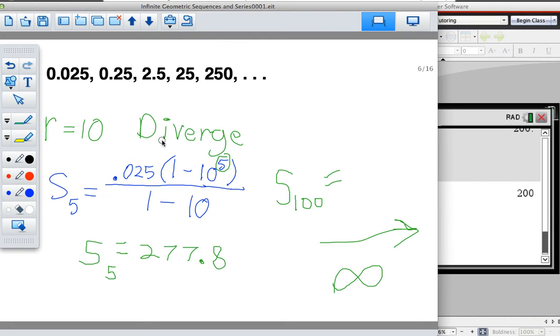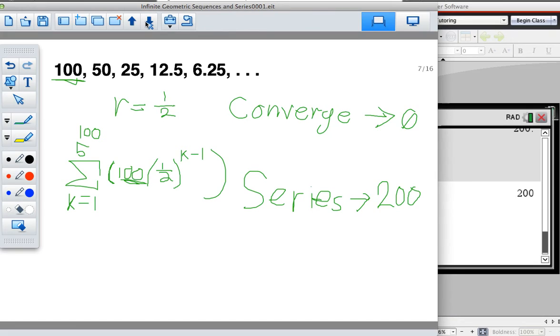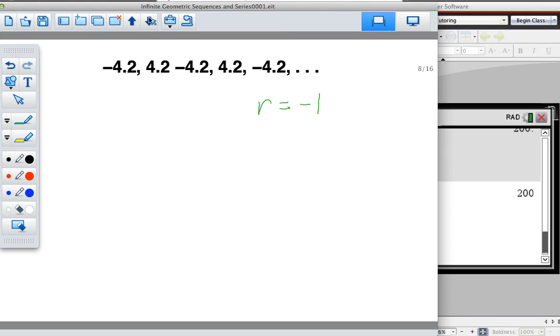So for this one, because the terms diverge, this series also diverges. As you get bigger and bigger numbers, your answer is eventually going to get to infinity. I won't wait around for you to get to infinity, but if you kept on working on it, it would get to infinity. When your rate is a fraction and it's geometric, then the series will approach some number, and in this case, it approached 200.